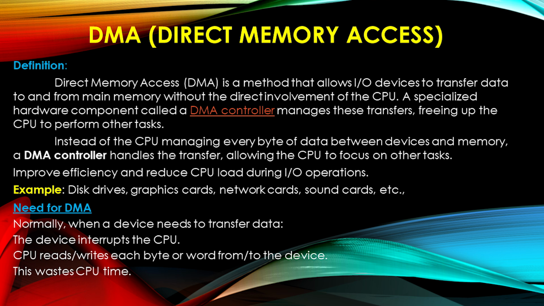For example, disk drive, graphics card, network card, sound card, all these are IO devices which can access the main memory directly without the intervention of the CPU. Now we can see why DMA is needed. Normally when a device needs to transfer data, the device interrupts the CPU and the CPU reads or writes each byte or word from or to the device, which wastes CPU time.